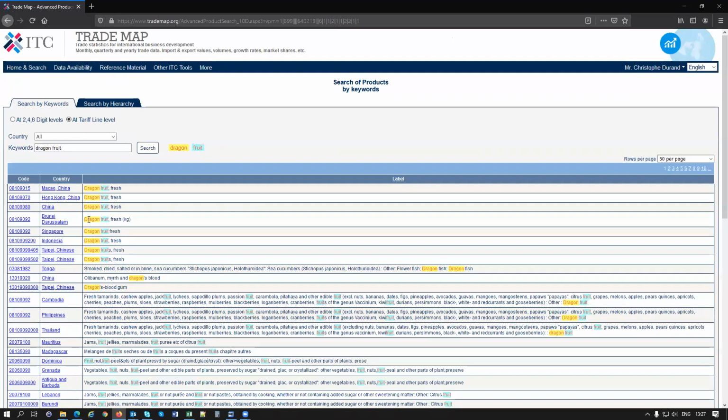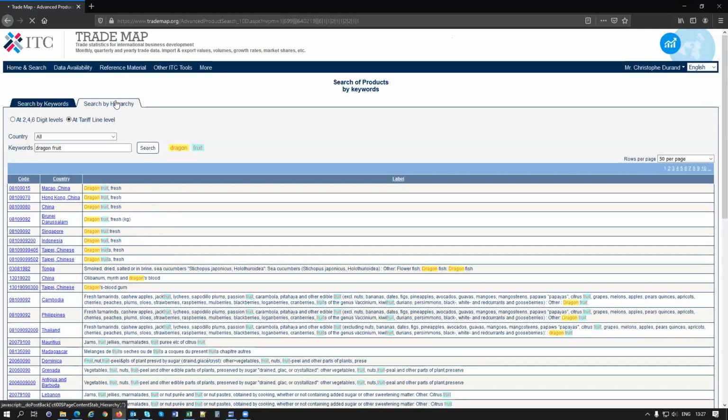But at the 6-digit level, so the first 6 digits code is actually something more generic, right? So that's why it can be useful to go at the tariff line level also to understand where dragon fruit or that particular product you are interested in is classified. So to go till the end of this explanation, 081090.